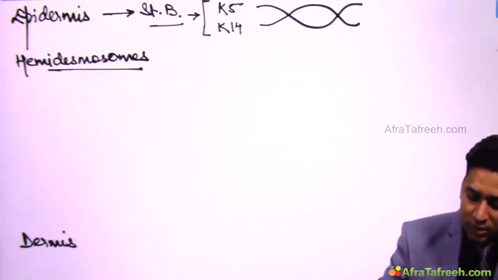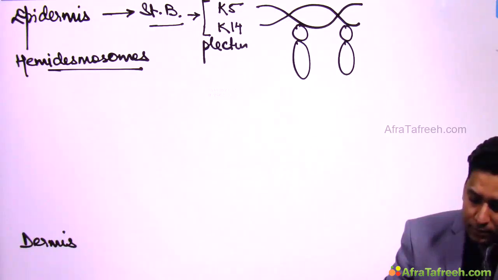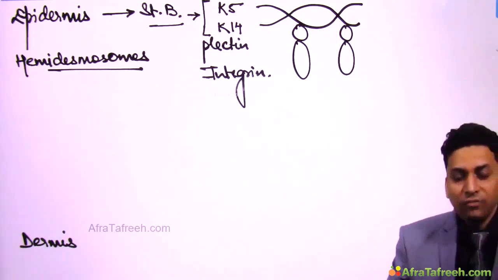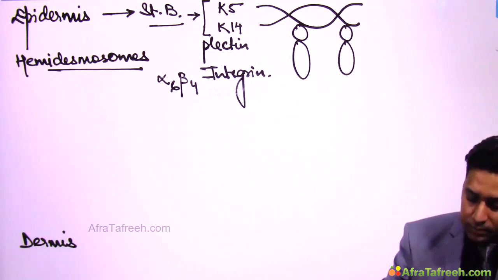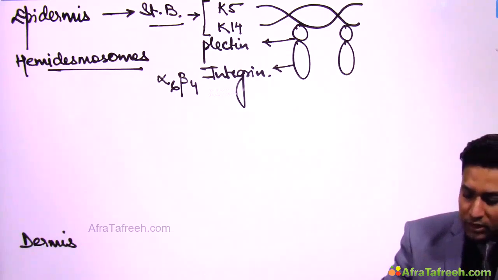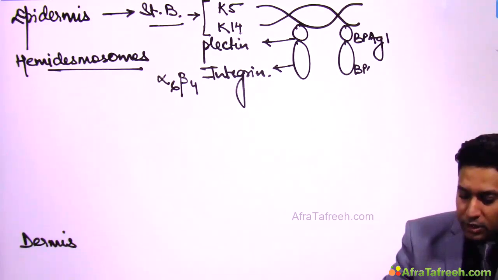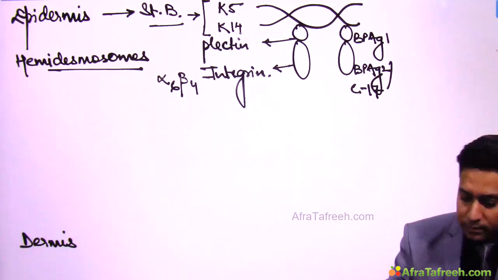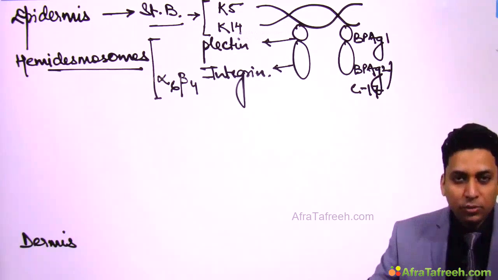Hemidesmosomes also have certain proteins. These proteins are plectin, integrin. Now this integrin protein has two units, alpha unit and beta unit. So alpha 6, beta 4 integrin. On the other side, BPAG1 and BPAG2. BPAG2 is also known as collagen 17. So all these four form hemidesmosome.